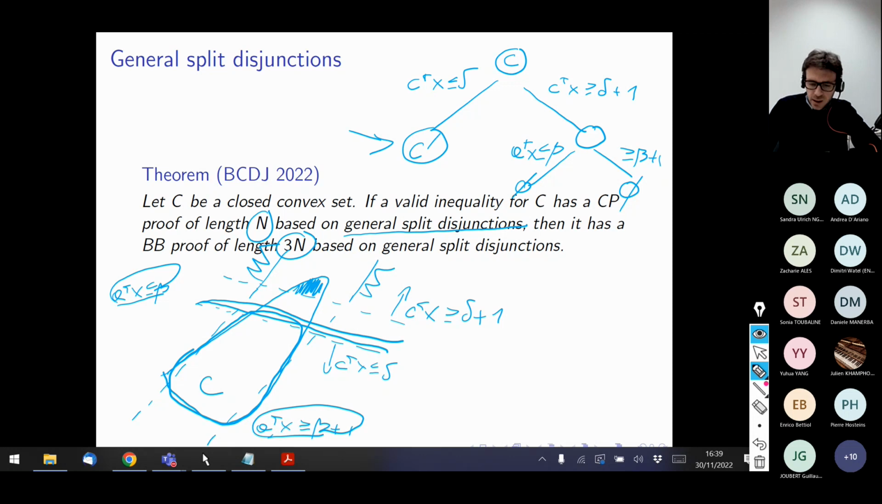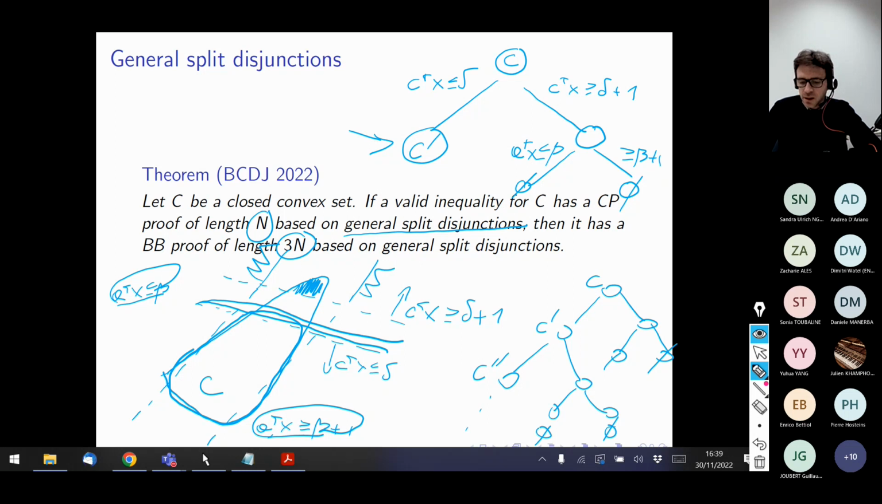So now here you can replicate the argument because this is really the second node of the cutting plane proof. This is what we got so far: this is C, this is C prime, and then you get again C double prime, and here you get something like this with the same argument. And then you continue. So you are just multiplying by three the number of nodes.